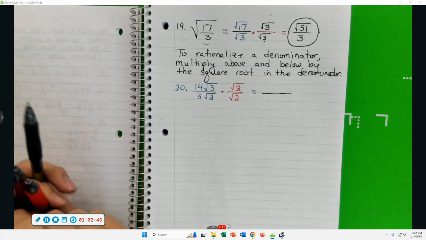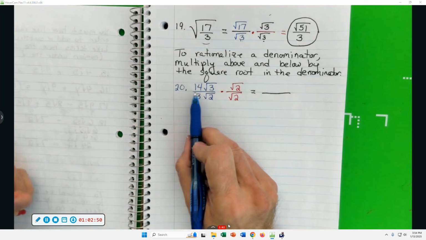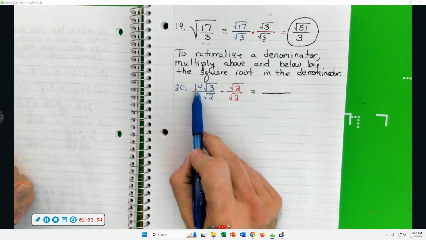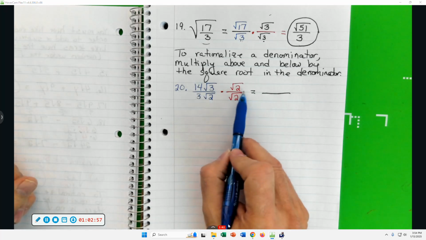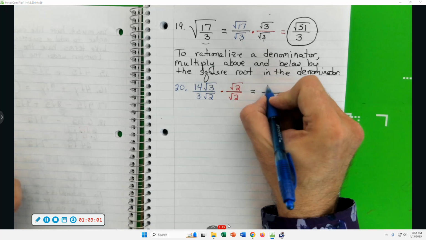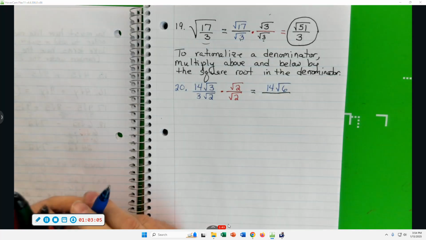Well, I guess I'll do the top first. The 14, there's nothing up here to multiply with the 14. On top, what numbers am I going to multiply together? The 3 and 2. So we have 14 square root of 6 on top.